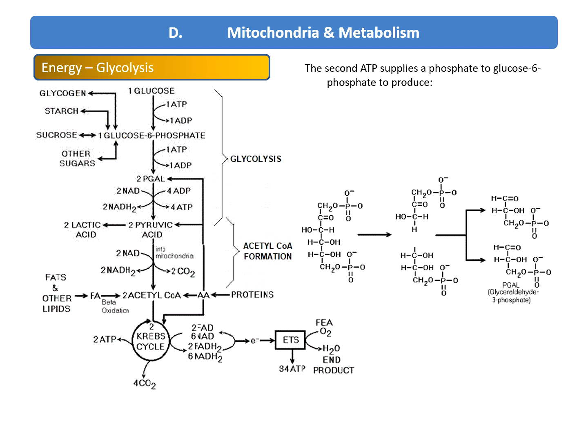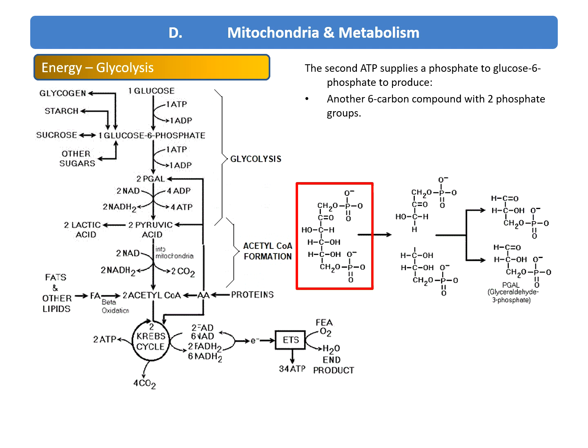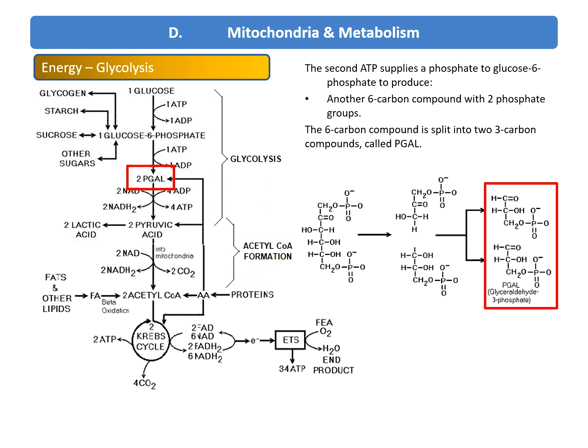The second ATP supplies a phosphate to the glucose 6-phosphate to produce another 6-carbon compound. This has 2 phosphate groups attached, and it's called glucose 1,6-diphosphate. The 6-carbon compound is split into 2 3-carbon compounds, and then a slight modification takes place to produce 2 compounds called PGAL, phosphoglyceraldehyde or glyceraldehyde 3-phosphate.